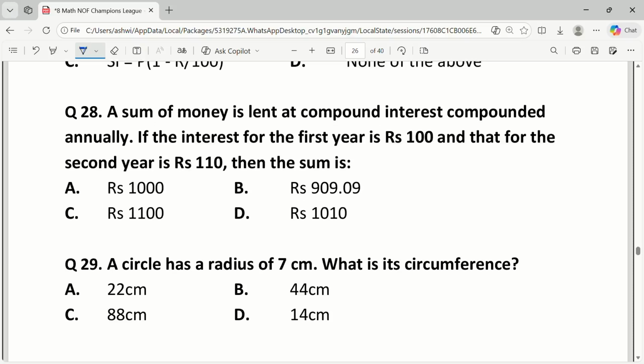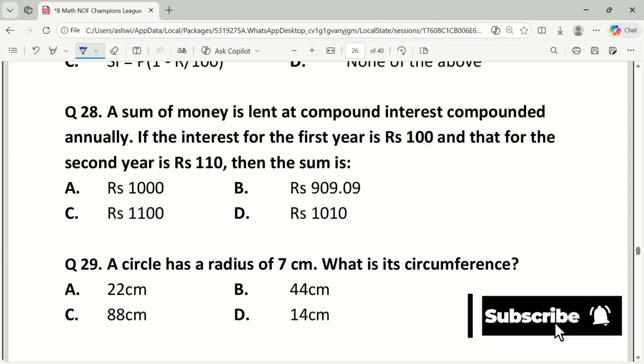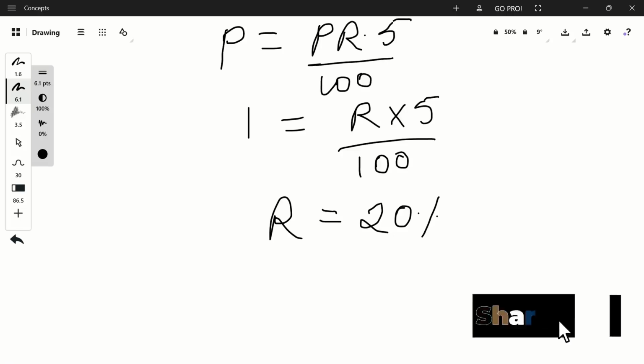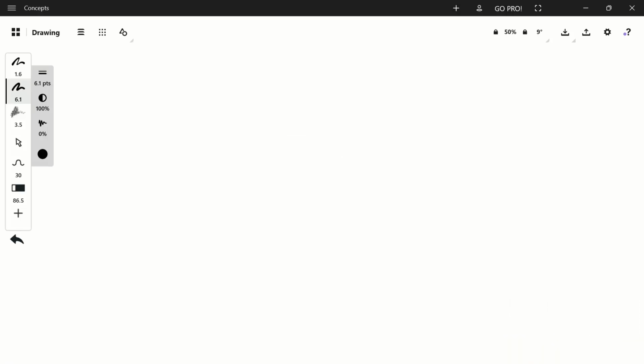A sum of money is lent at a compound interest compounded annually. If the interest for the first year is rupees 100 and that for the second year is 110, the sum is? In compound interest, the interest from the first year is added to the principal of the second year. The difference between the second year's interest and the first year's interest is the interest on the first year's interest.